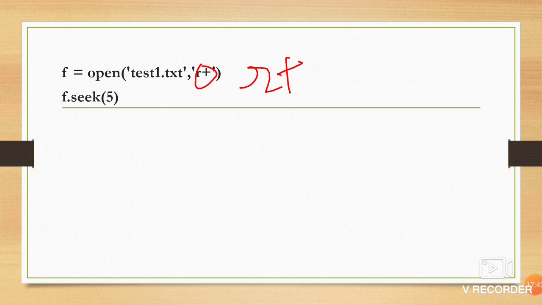f.seek(5). What I told you, it will change the position of the file object to a particular place. So f.seek(5) will move to 0, 1, 2, 3, 4, 5. Then fdata equals f.read(5).